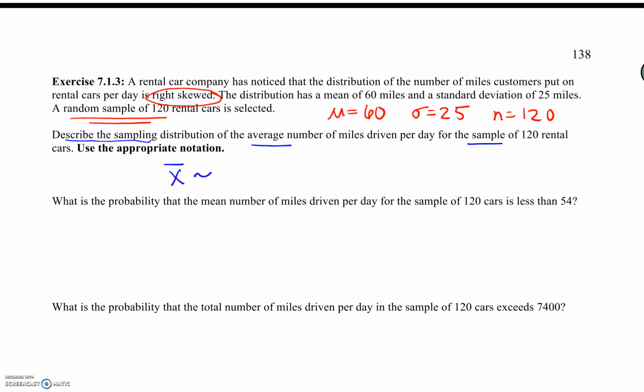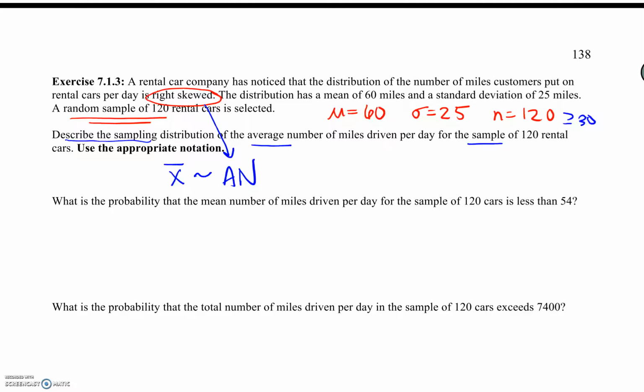So the average number of miles driven per day for a sample of 120 rental cars. So first things first, we're trying to talk about a sample mean, which is an X bar. And since this original distribution was right skewed, our sample mean can only follow an approximate normal by the central limit theorem. Our sample size is big enough, it is greater than or equal to 30, for us to have that approximate normality, but we could never have a true normal here because we didn't start out as a normal distribution.